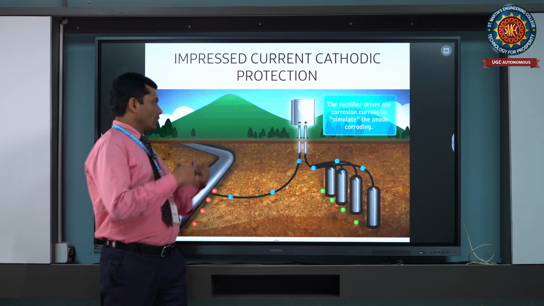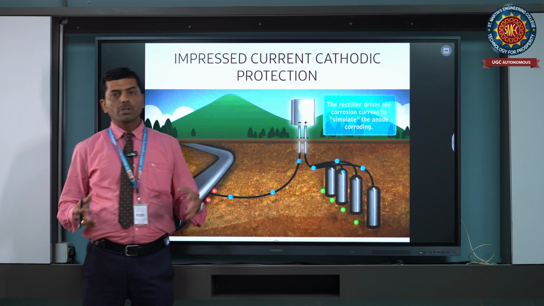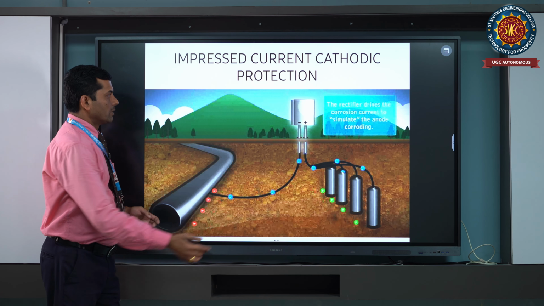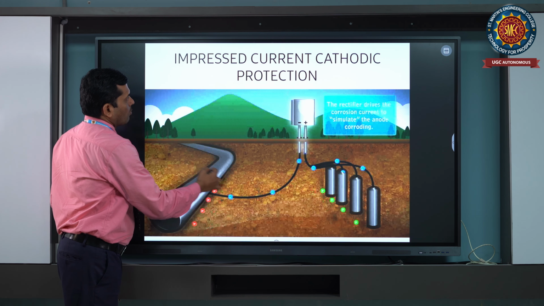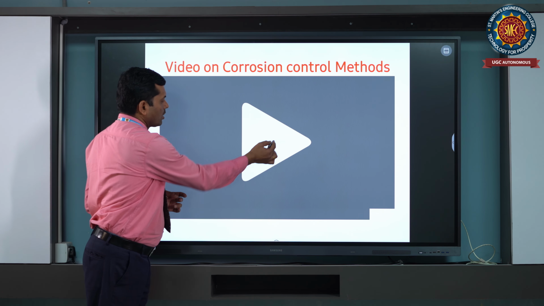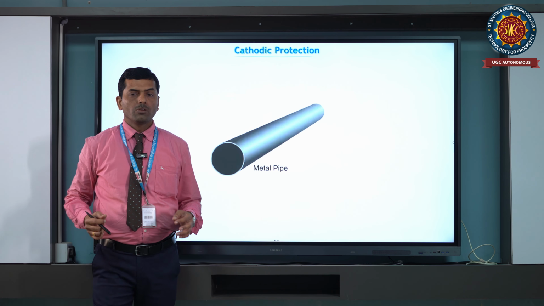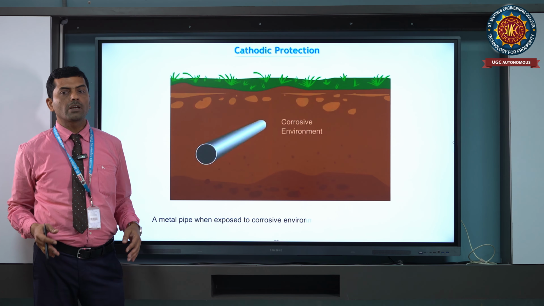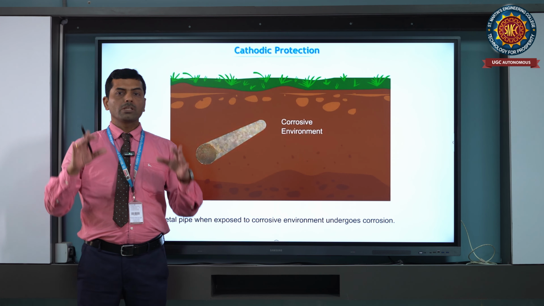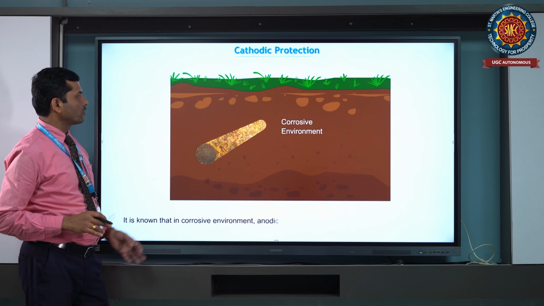Wherever a protection method is needed, we can use either the sacrificial anode or the impressed current method. So what are the advantages? You can see this video, a good example where we nullify the corrosive environment and also protect the infrastructure. So what happens here in this cathodic protection?